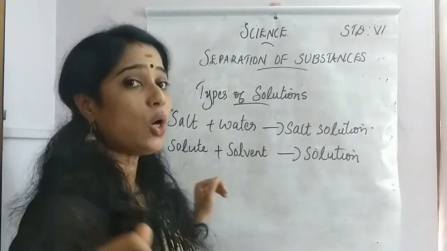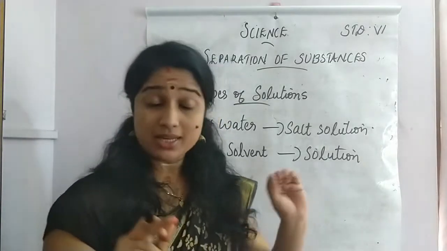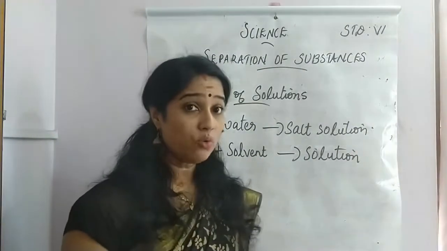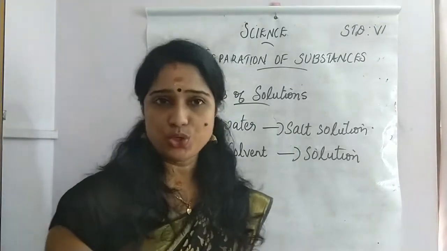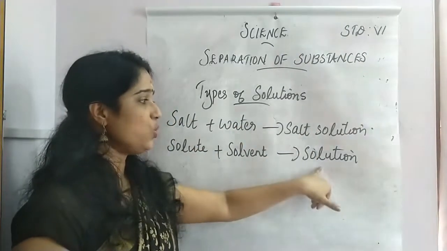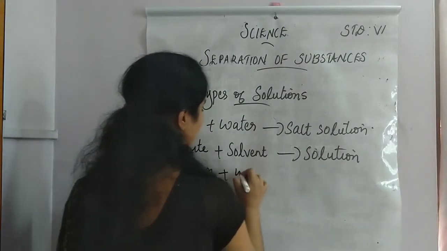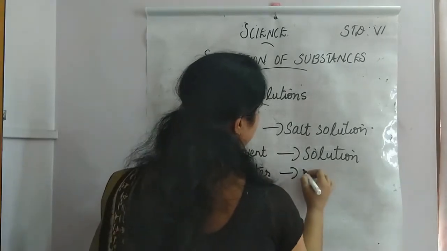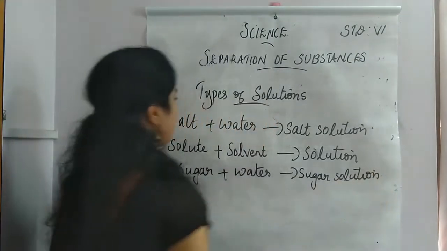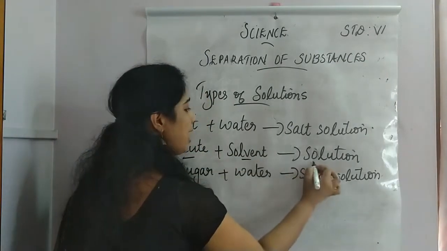What is a solute? It's a solid substance that we are adding into the liquid, that is known as the solute. Then what is a solvent? It's a liquid. Any liquid can be called a solvent. Then what's the result? It is the solution. So salt is the solute, water is the solvent, and the resulting solution is salt solution. Similarly, sugar is an example of solute. Then as usual, water, then what we get? Sugar solution. Clear? So this is about the very, very important terms: solute, solvent and solution.